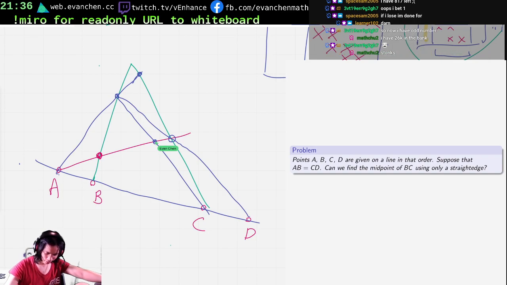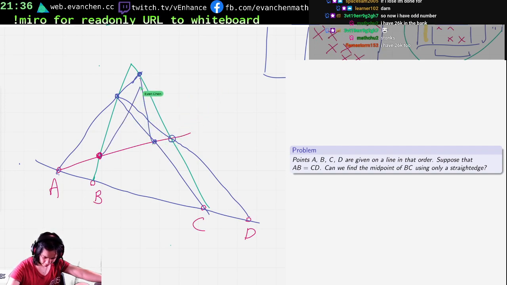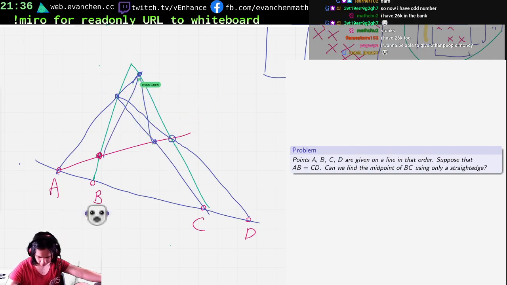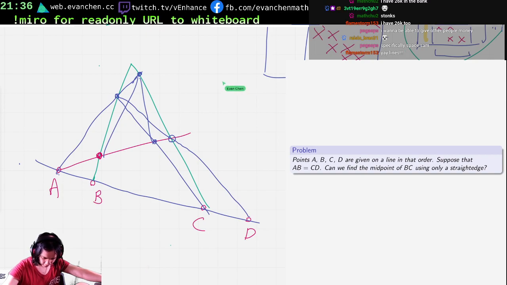I don't know what I'm doing. I'm just drawing random lines at this point. Oh hey, that's a quadrilateral. Does that quadrilateral do something? Maybe? I don't know. Let's find out. Ha!